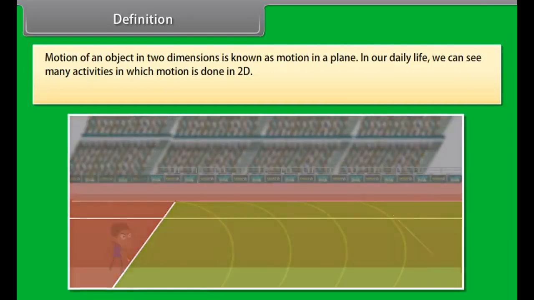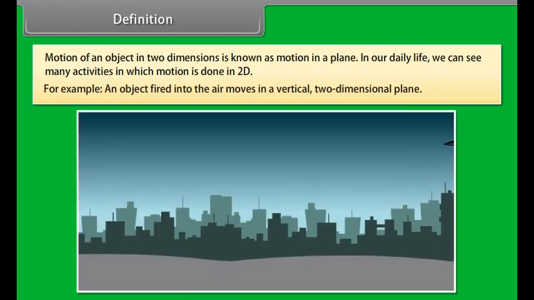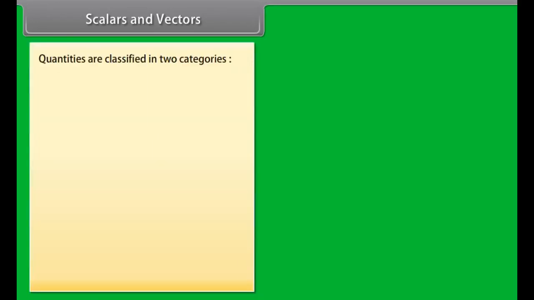Definition. Motion of an object in 2 dimensions is known as motion in a plane. In our daily life, we can see many activities in which motion is done in 2 dimensions. For example, an object fired into the air moves in a vertical 2-dimensional plane.